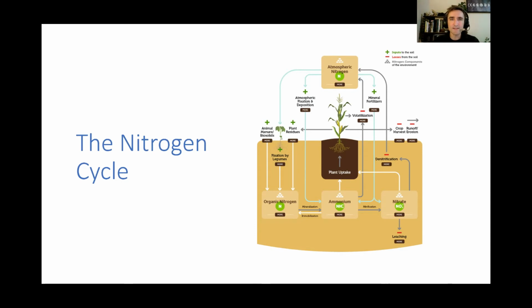And the whole thing is a cycle. So it's constantly changing forms, going from different media, from the air to the soil, to the organisms, back to the soil, up to the air. And our goal with growing plants is to make sure we always have enough in our soil.